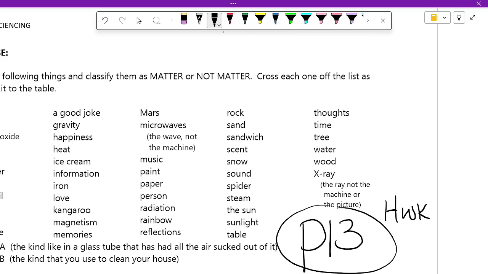Wait, like iron? I'm gonna try iron. So I think it's a little bit. Yeah. Okay.